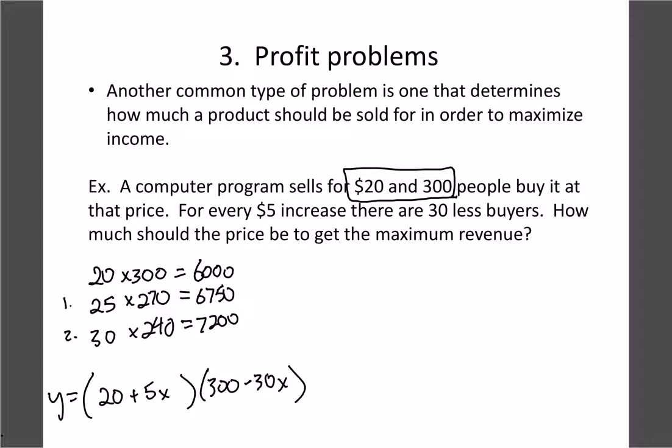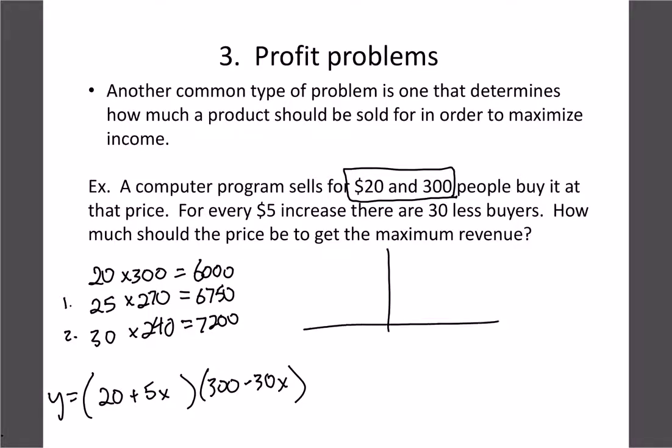So for your graph, put in 20 plus 5x for your one equation, and 300 minus 30x for your second equation. Graph that. You're going to have to probably make your window size a lot smaller. So we don't need our x to be very big. Probably up to 10 is good enough. And our maximum, you can see we're in the $6,000 to $7,000 range, so let's make it about 8,000 should be good enough. And let's try graphing that.